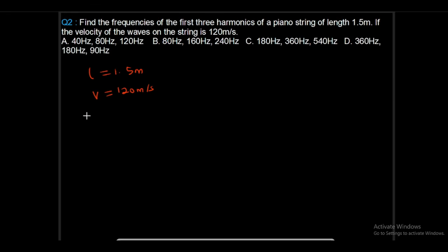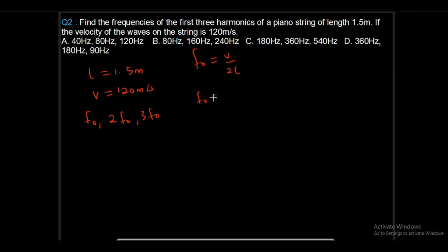And the first 3 harmonics are, number 1, fundamental frequency, 2 times fundamental frequency, and then 3 times fundamental frequency. This is first harmonic, 1 times fundamental frequency, second harmonic, 2 times fundamental frequency, third harmonic, 3 times fundamental frequency. So how do we go about this? The best way is to first calculate your fundamental frequency, which for a string is equal to V all over 2L.